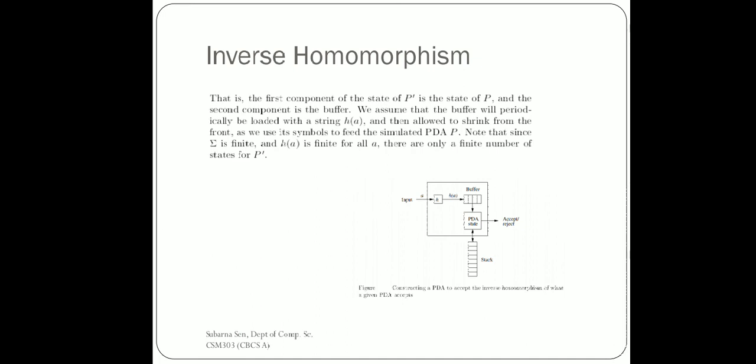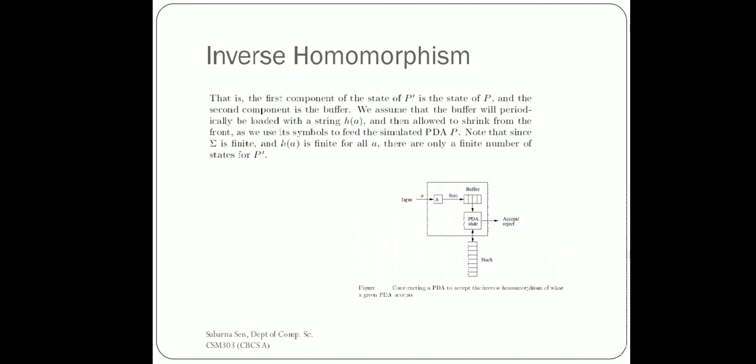So what we are doing ultimately, whatever the strings were there in sigma, we are keeping them in the buffer periodically using h(a), means whatever the homomorphism function we are using here, that will be stored in the buffer, and we will keep on processing the strings from the buffer only.